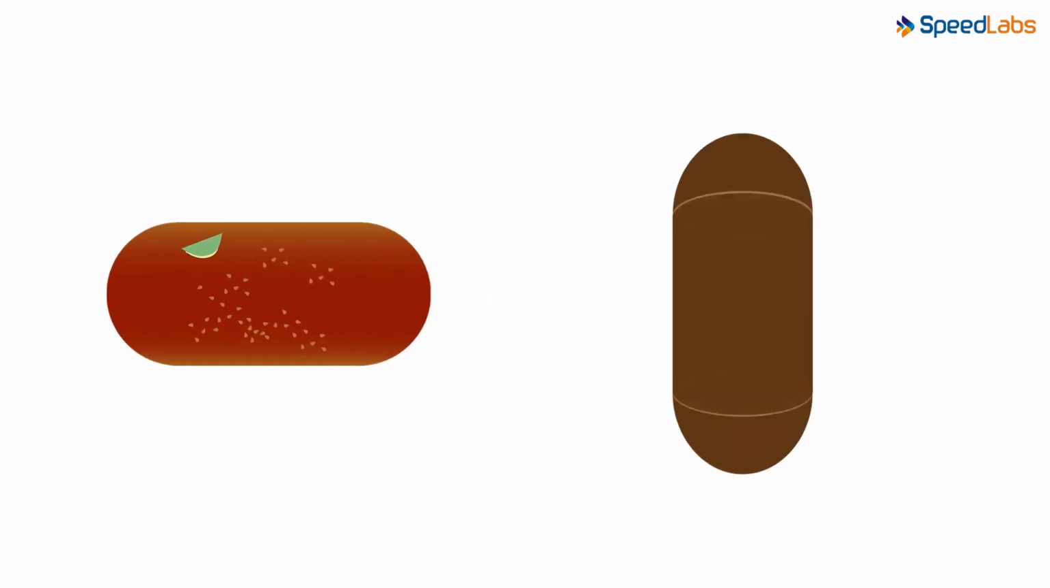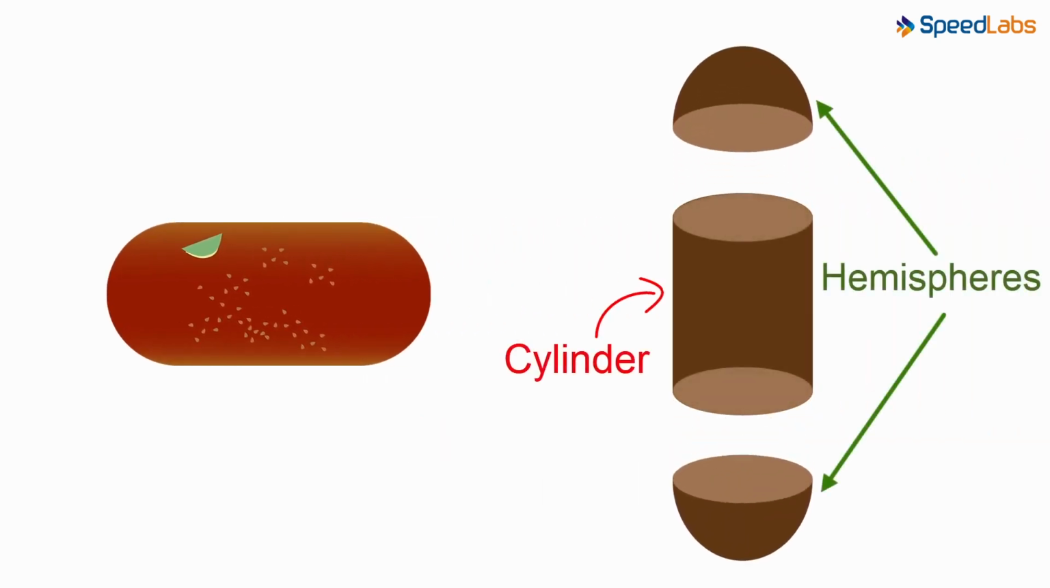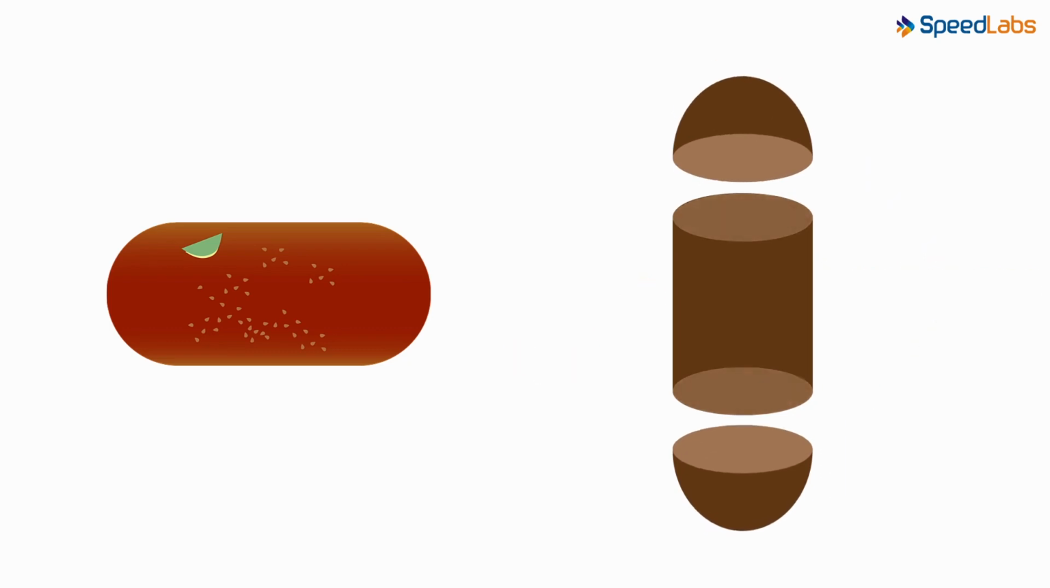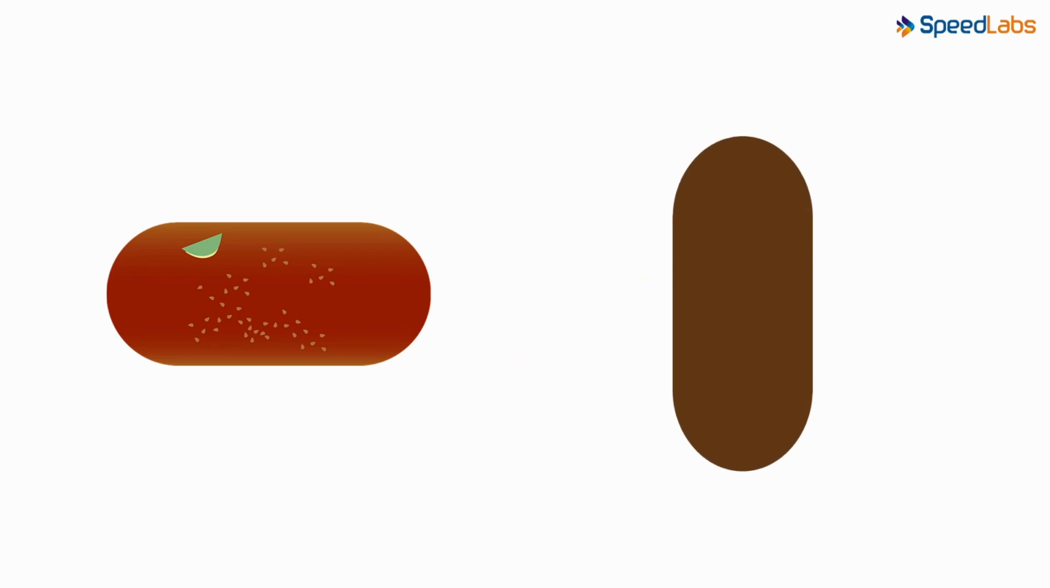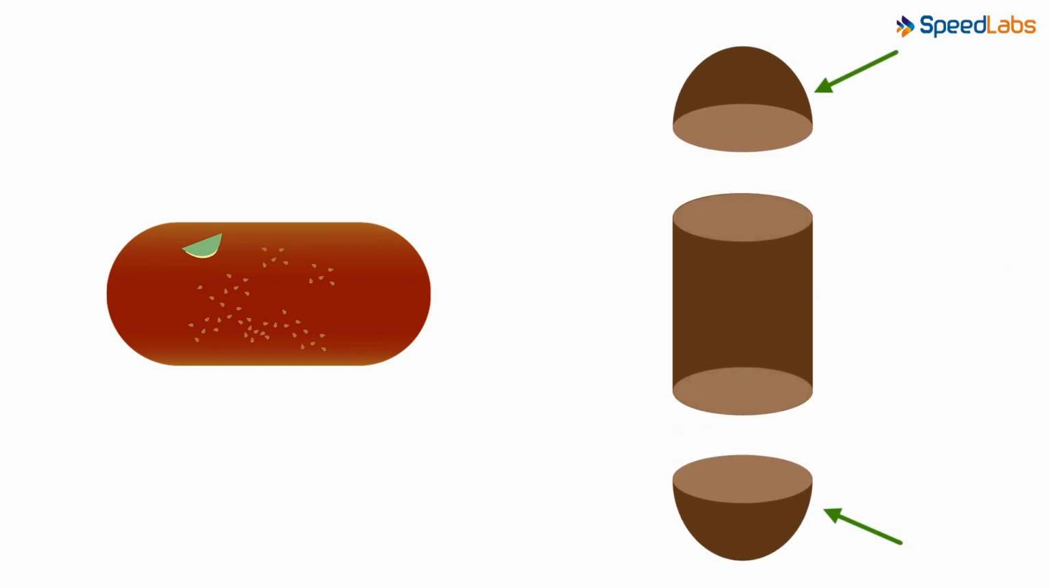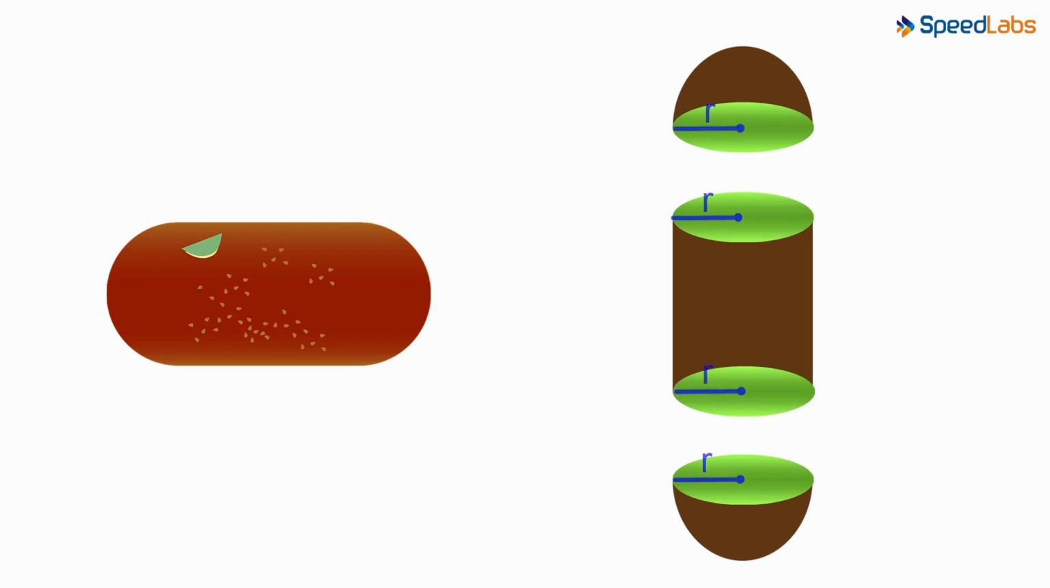It is a combination of two hemispheres and a cylinder. The two hemispheres are attached to the two bases of the cylinder. Both the hemispheres are identical to each other. That is, they have the same radius. We also see that the bases of both the cylinder and the hemispheres are congruent, that is, they have the same radii. Let r be the radius of the cylinder, so the radius of the hemisphere, that is this length, will also be r. Let h be the height of the cylinder.